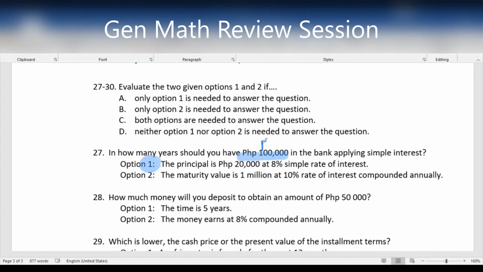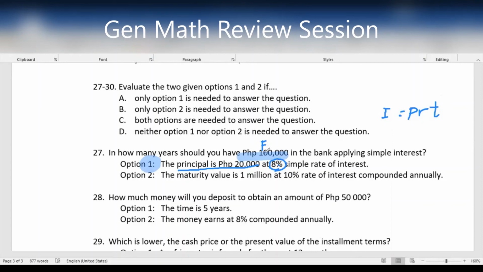So this is the future value in the bank, applying simple interest. So letter A, principal kasi yon, and 8%. Kailangan na. Simple interest is principal times rate times time. Yan, simple interest. Principal times rate times time. Let's see if only option 1 is enough na.